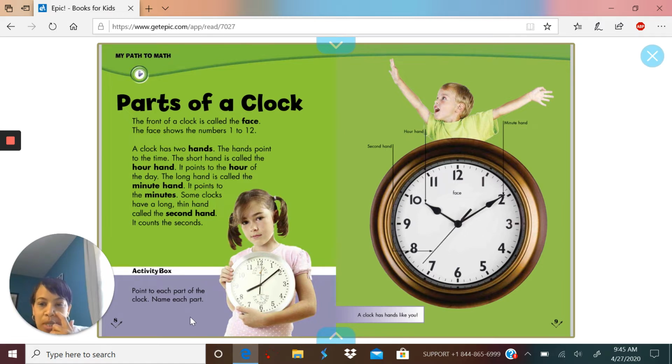Now they give you a little activity down here. It says you can point to each part of a clock and then name it. Here you see the little girl holding a clock, and here you see on the next page the little boy showing you the different parts of the clock. If you have a thin hand, that's called the second hand, which means it constantly moves around the clock for every second. The short hand is called the hour hand. It's pointing to 10 o'clock. And the minute hand is the long hand. It gives you how many minutes have passed within the hour.